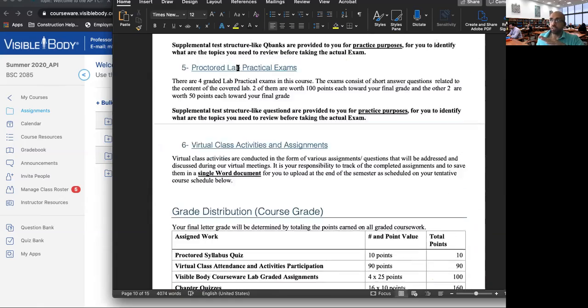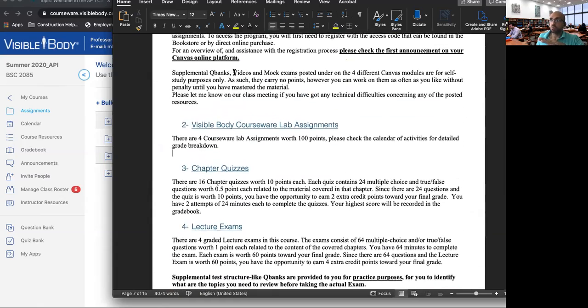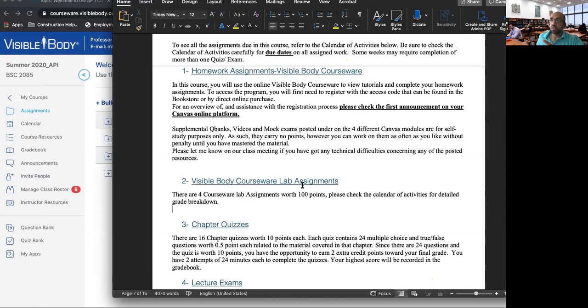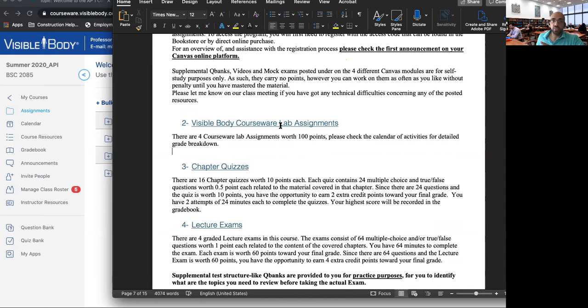All right, so again, the first homework assignments are the apps and question banks provided to you in Visible Body, and those are worth no points. Visible Body courseware lab assignments: each one of the 4 lab assignments is going to be due on the lab exam day. Each of them is going to be out of 25 points. All 4 together are going to be worth 100 points.